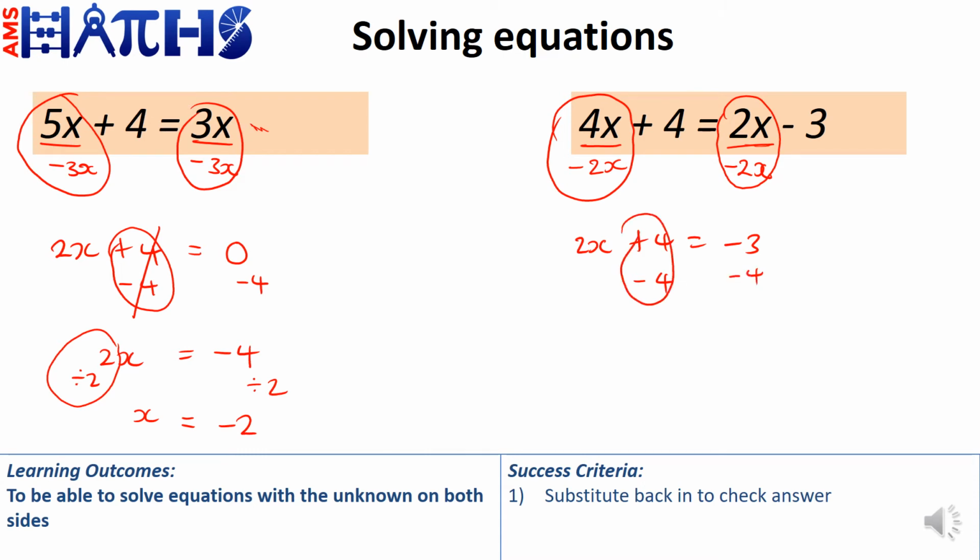So 4 minus 4 is 0, leaves us with 2x on the left, minus 3 minus 4 is minus 7. Then we'll divide by 2 on both sides to get x, because x was being multiplied by 2. So 2 divided by 2 is 1, leaves us with 1x, and minus 7 divided by 2 is just minus 7 over 2. If you want to write that as a decimal, that's fine.